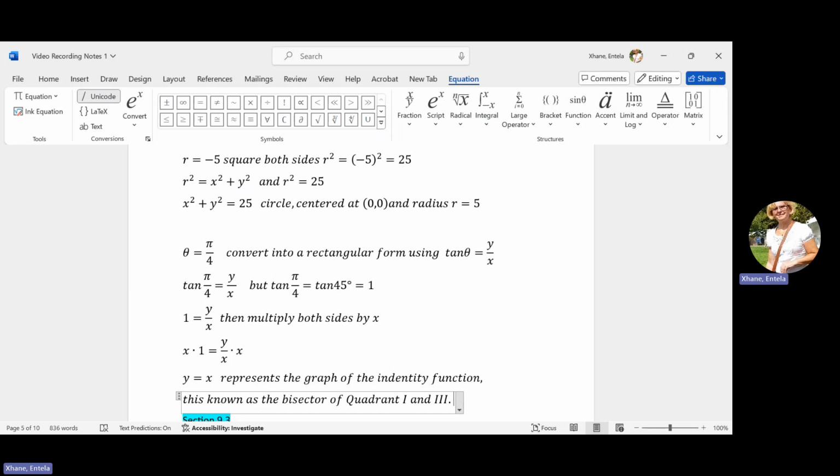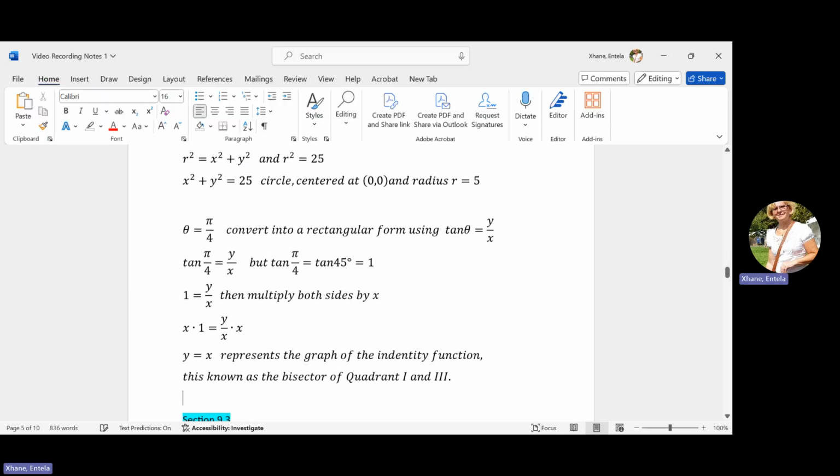It is a line that includes only points where x and y are equal, such as 1, 1, 2, 2, 3, 3, 4, 4, or -1, -1, -2, -2, -3, -3, -4, -4, and goes through 0 as well. So now it's a pretty well recognizable graph. So it is a line.